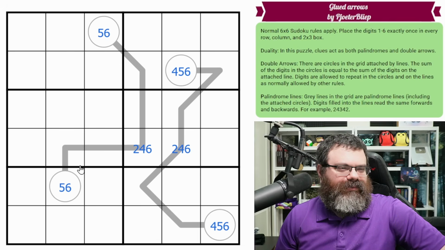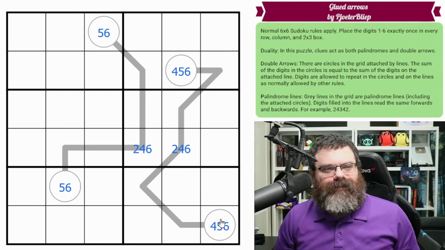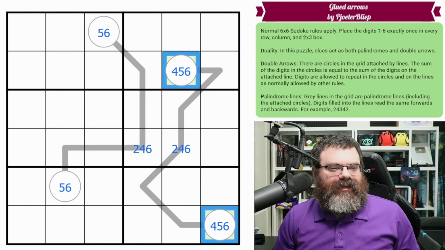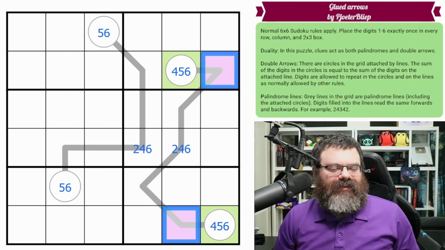Okay, so that's a bust. All right, maybe I do need to start coloring then. What can I do? These two are the same digit. We'll call that green. These two are the same digit. They're definitely not green. We'll call it purple.